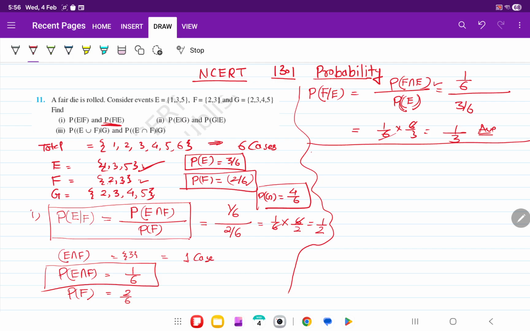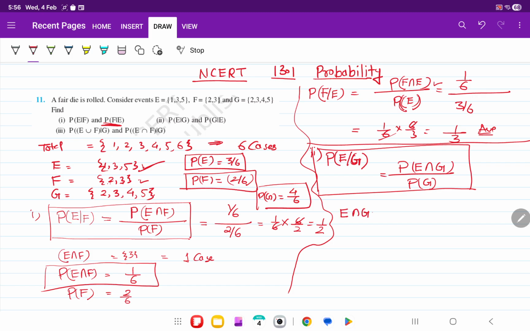Okay, write it down. Let me do the second part. The second part is saying P(E) when G has happened. Correct? So what is the formula? Probability of E intersection G divided by probability of G. This denominator comes down, always remember. This is the standard formula. So we need E intersection G. This is E and this is G. Out of these two, what is common?